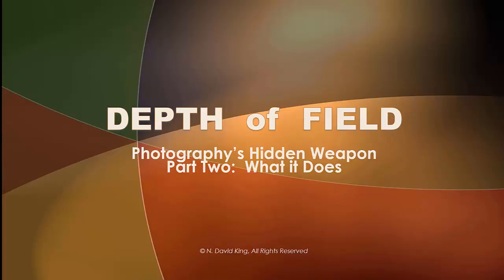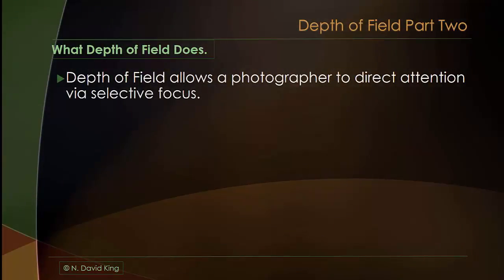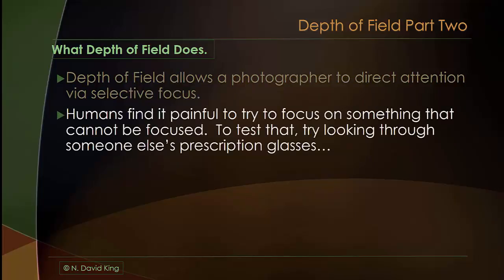Okay, so now that we know how depth of field works and what you can do to control it in your camera, let's start exploring what it does and why you might want to use it. Well, depth of field is an incredibly powerful tool for the photographer because it allows you to direct attention wherever you want it in your image based on selective focus.